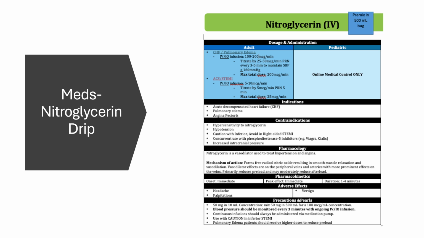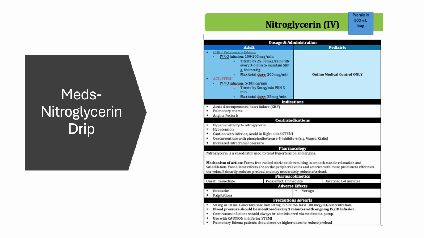All right, so this is your nitroglycerin drip. Pediatric, it says online medical control only. I can't think of an instance I've ever started it on a child unless they were a severe cardiac patient and I had their peds cardiologist on the phone with me and they said, please start nitro. That's the only time in this world I would ever do that. Otherwise, you have your CHF pulmonary edema and you have your ACS STEMI. We're going to go over the pulmonary edema one here shortly, but our dosing is wildly different. If you look at it, very, very different.